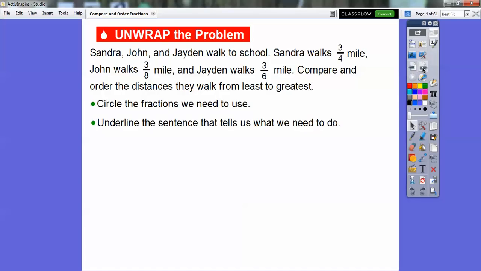Okay, so let's circle the fractions that we need to use. Well, that's pretty easy to see. And then it says underline the sentence that tells us what we need to do. Okay, well, there's our three fractions, and we're going to compare and order these distances they walk from least to greatest. Okay, so here we go.